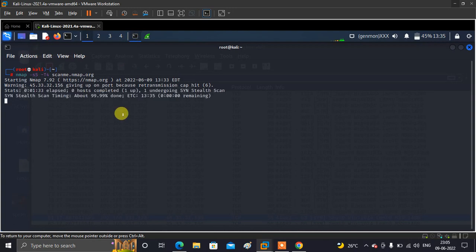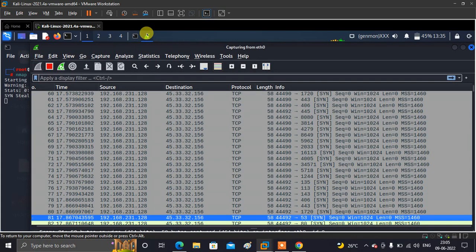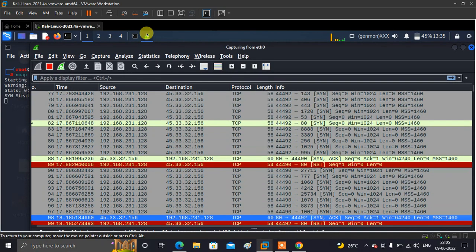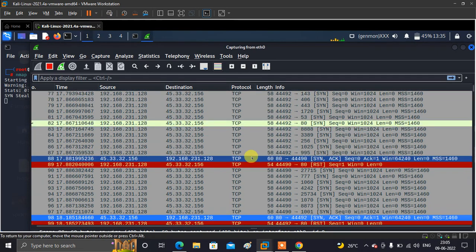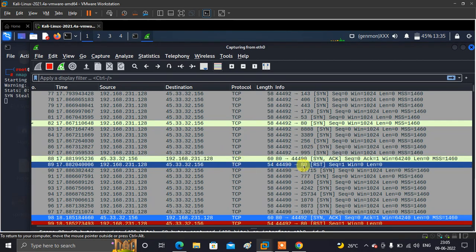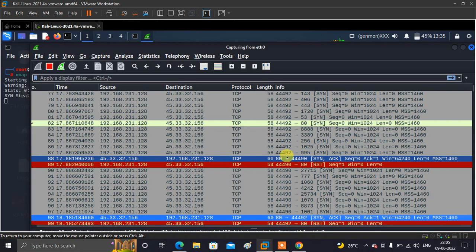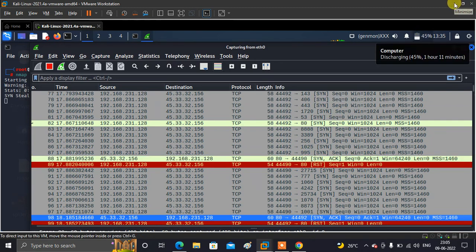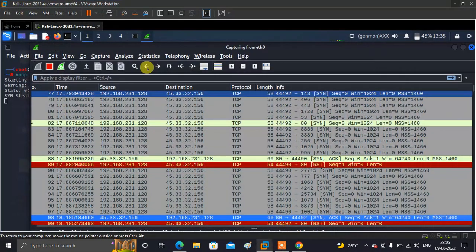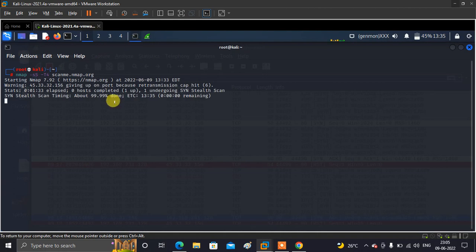So it is taking some time. That's almost there. We will get the result now. You can see again port number 80 is open. So SYN has been sent, SYN plus ACK has been received. Now we are sending RST instead of ACK. So half open scan means before completing the three-way handshake, we will stop the scanning. Okay, we are going for the result now.